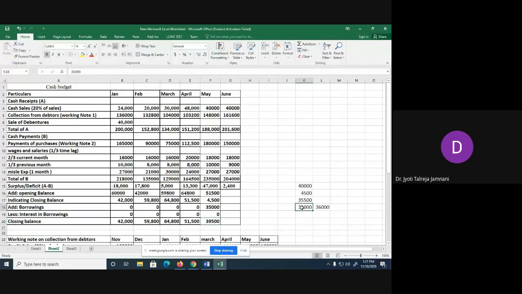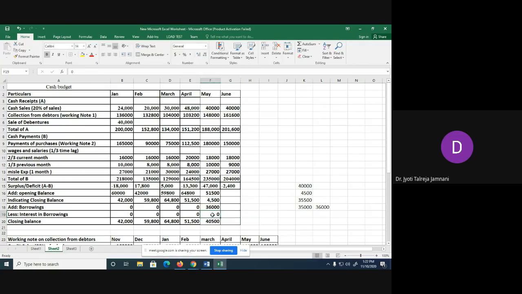So I cannot borrow 35,000. The rule says I cannot borrow 35,500 because it is in hundreds. That's why I will borrow a little more. I will borrow 36,000, the very next thousand. So 35 no, then 36 we have to take. If I borrow 36,000, to the closing balance of 4,500 I will add the borrowings of 36,000 and I will have a closing balance of 40,500, which is higher than the requirement. Is this fine?